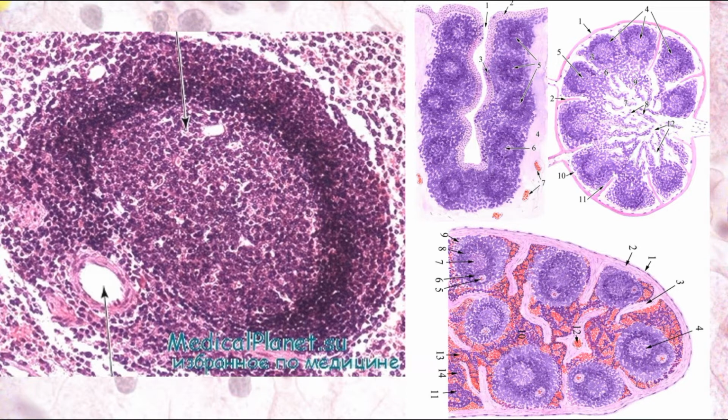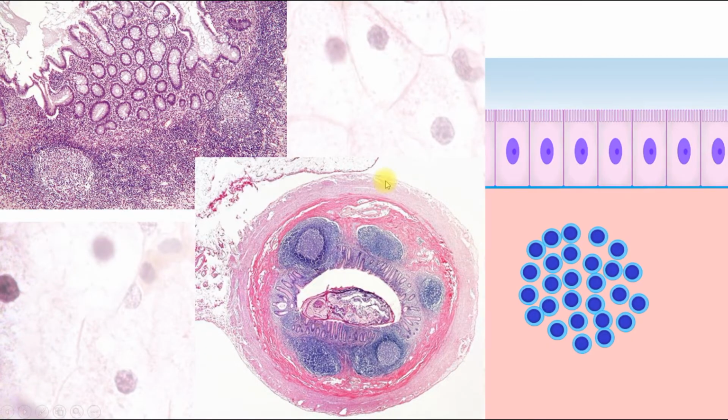So let's begin with mucosa-associated lymphoid tissue. It has the simplest structure. Here we can see mucosa of the gastrointestinal tract, and in the loose connective tissue which underlies the epithelium, we have groups of lymphocytes which provide immune defense.